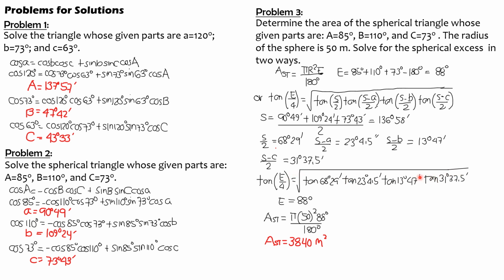Then extract the square root. Then inverse tangent of the answer. Then multiply by 4 and you will get 88 degrees. So the area of the spherical triangle therefore is pi, radius of the sphere 50 square, then spherical excess divided by 180 degrees. So that is rounded off to 3,840 square meters.